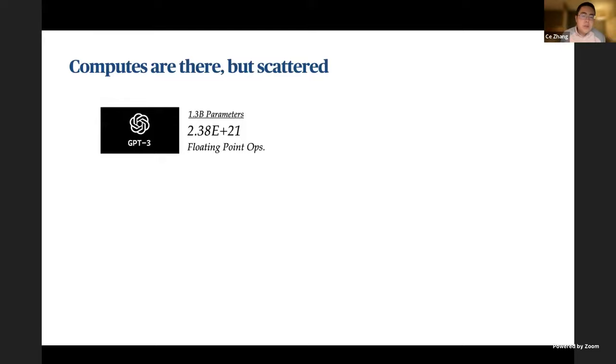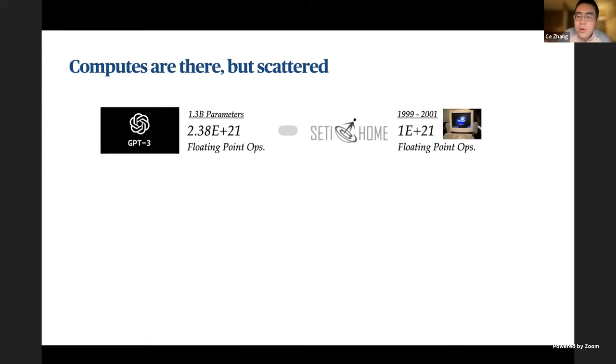Look at how much computation you need for a GPT-3 1.3 billion model. It looks like a lot of compute until you realize that 20 years ago, for the SETI at Home project, we were able to harvest a similar amount of compute, all from volunteers. And the only purpose there was, let's try to find an alien together. If this number is not impressive enough, don't forget that was a time when computers looked like this.